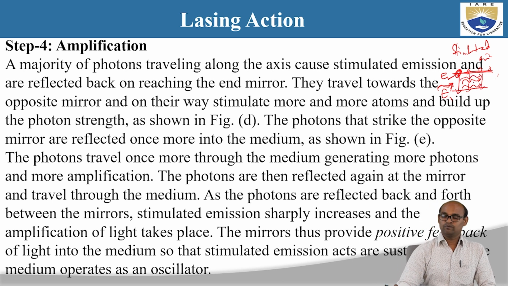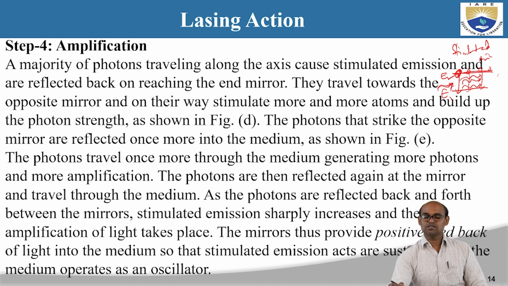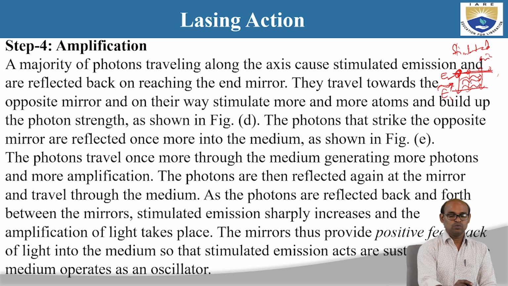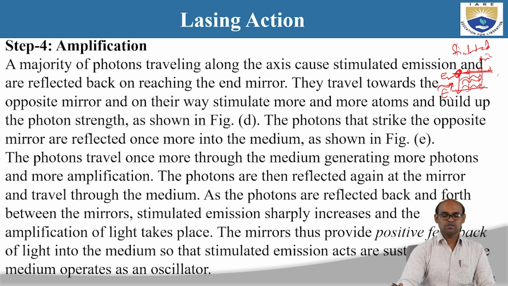What are coherent photons? As we discussed, coherent photons are the photons that have the same phase. All the photons are going to have the same phase, same wavelength, same frequency, right? Let us see the fourth step, amplification. What happened after spontaneous emission? A majority of photons traveling along the axis cause stimulated emission and are reflected back on reaching the end mirror.